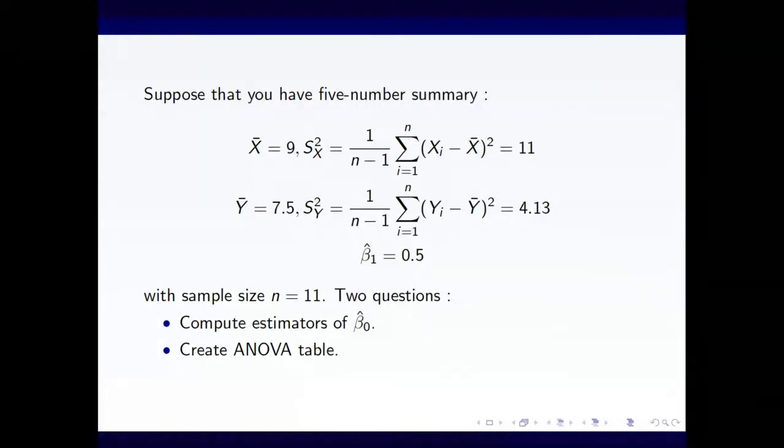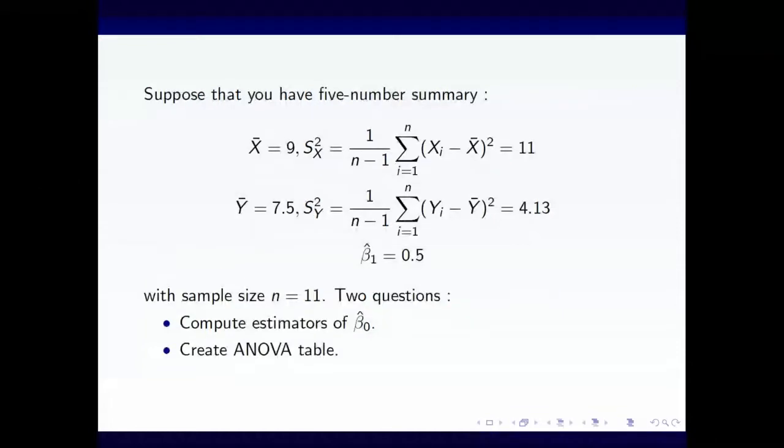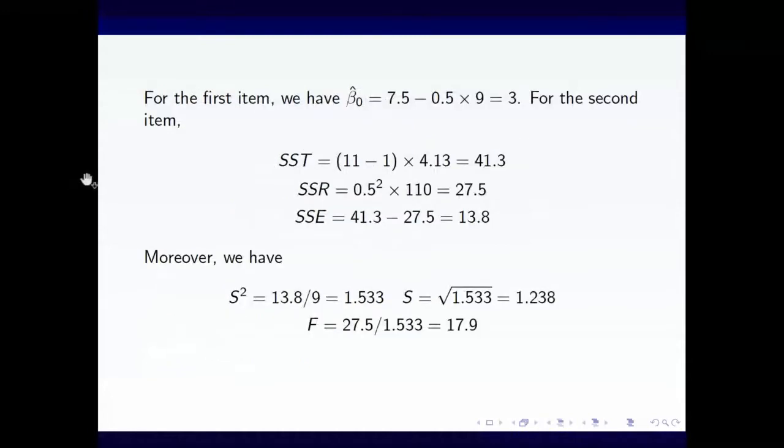Okay, let's put it together. First, we can get beta 0 hat by y bar, 7.5, minus 0.5 times 9, which is beta 1 hat times x bar, so it is 3.